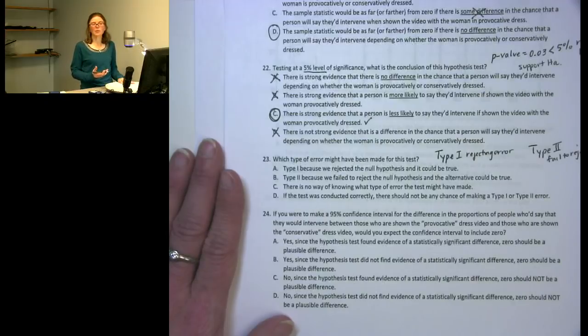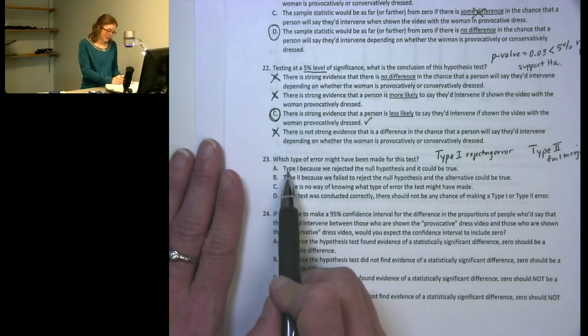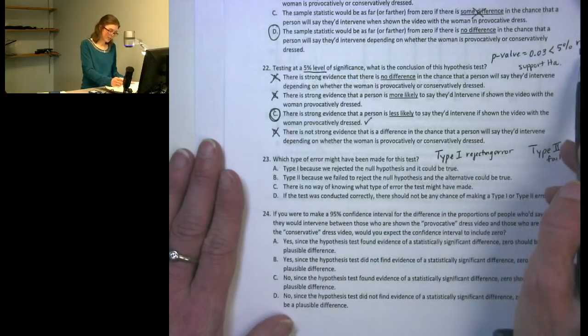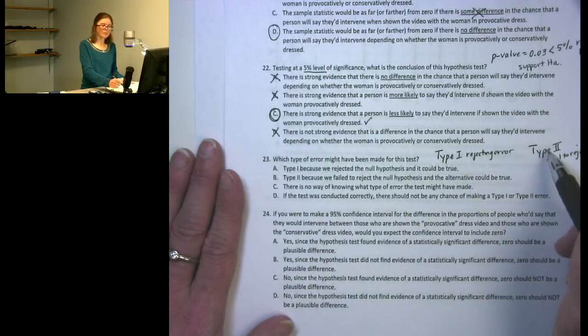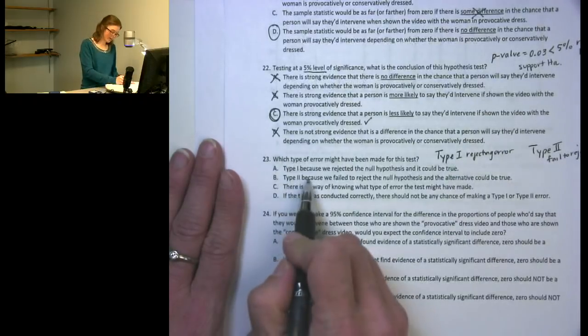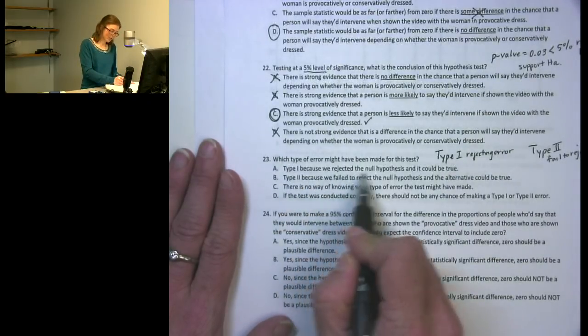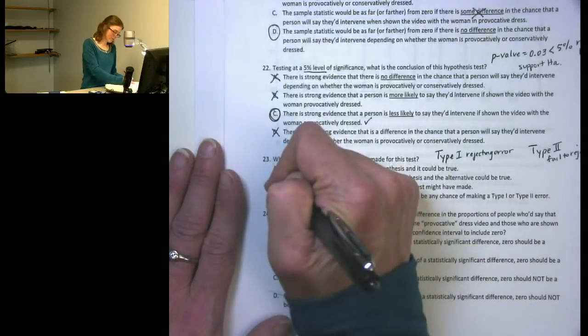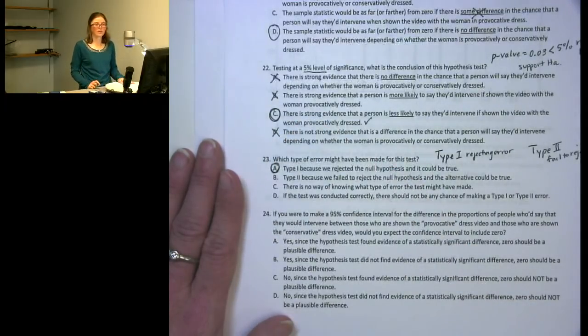It's always possible that we made an error with our hypothesis test. So here we rejected the null hypothesis, so we couldn't possibly be making a type 2 error. We didn't fail to reject. So it's a type 1 error. Type 1 because we rejected the null hypothesis and it could be true. There's our correct answer.